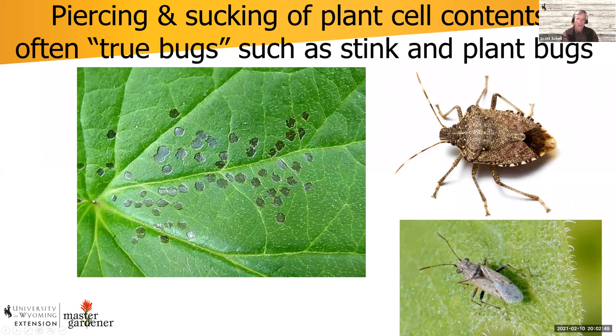The piercing and sucking beaks that can feed on the cell contents can be found on the true bugs, the order Hemiptera, things such as the stink bugs. Some of those can be predatory and beneficial. Others are not. This is one that I hope we don't get in Wyoming. This is the brown marmorated stink bug, another introduced pest species that feeds on a lot of different valuable plants and causes damage on many different crops.